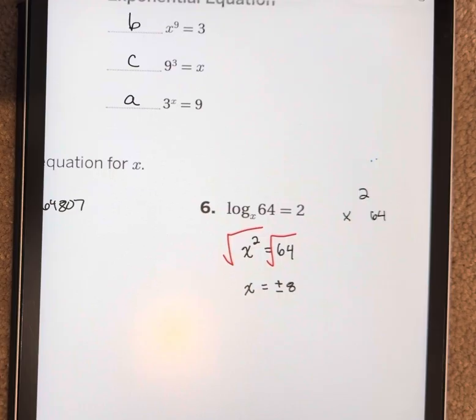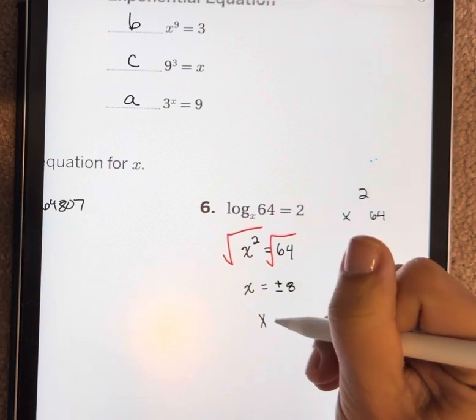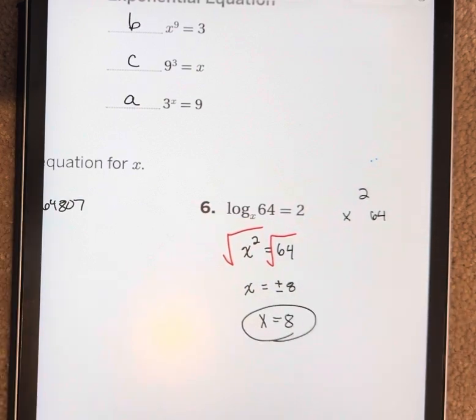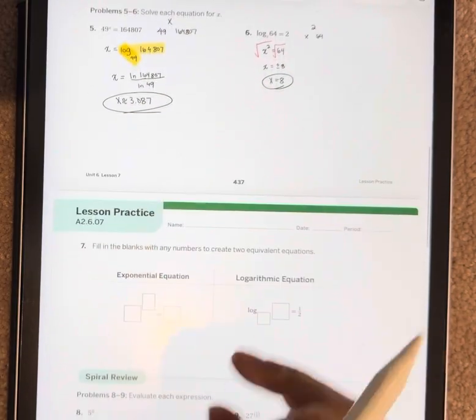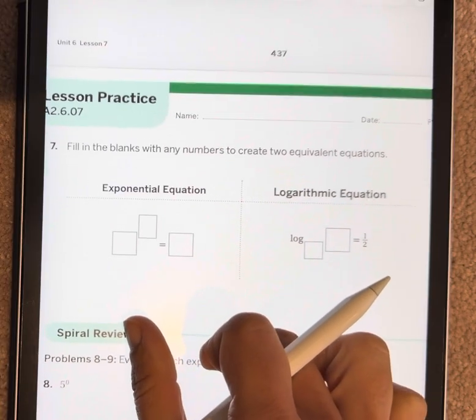However, with the log base, we don't do negatives. So we're just going to go with x equals 8. Okay, let's keep it going. Ooh, fun. Here we go.